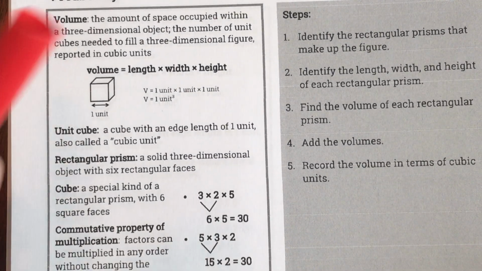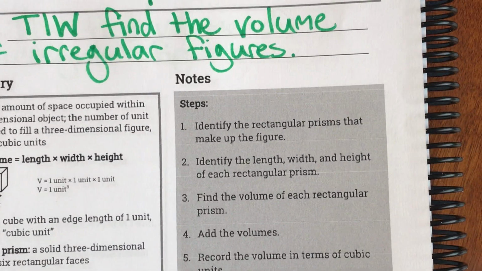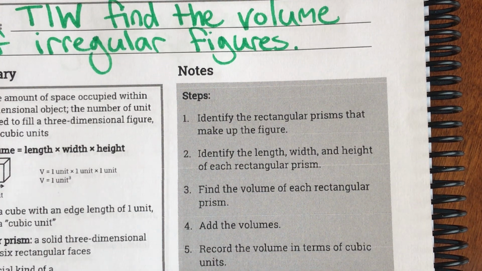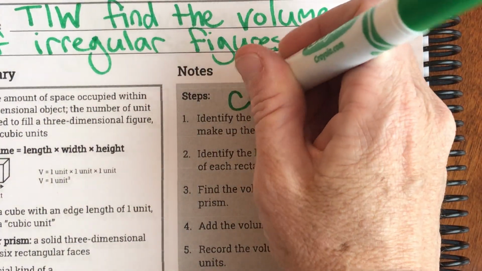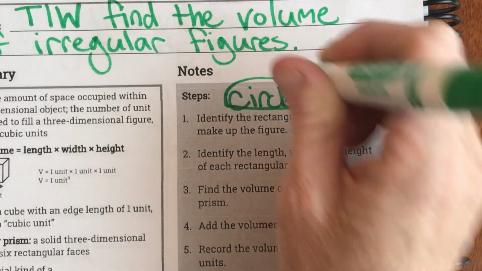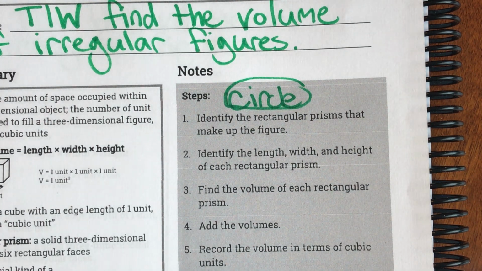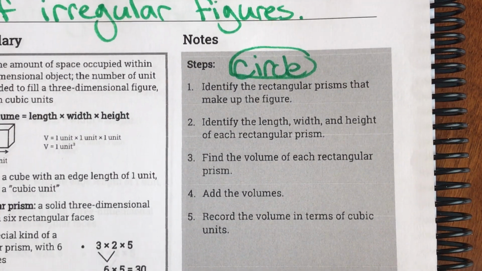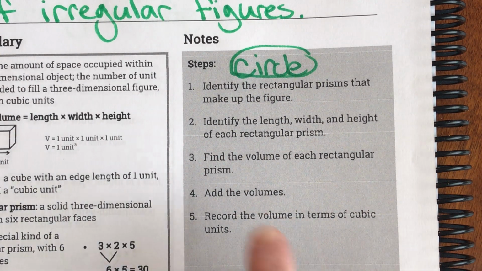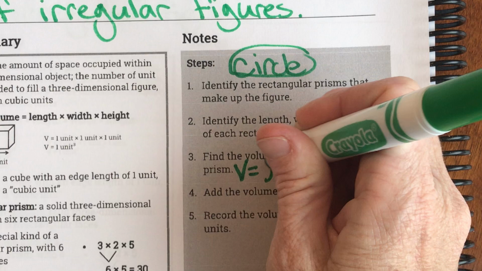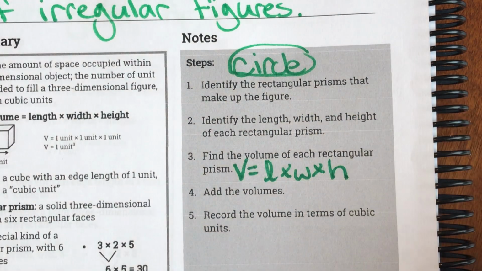Now, I'm not going to spend much time looking at our vocab today, but just a quick reminder about our steps. We're going to identify the rectangular prisms that make up the figure. And I actually said yesterday we're going to circle. We're going to use a circle to make it very clear. Then we're going to identify the length, width, and height of each rectangular prism. We saw that yesterday on a few that we had to use clues to find what those digits were. Then we're going to find the volume of each rectangular prism, and that's where our formula is going to come in. And we're going to probably be using length times width times height on all of them.